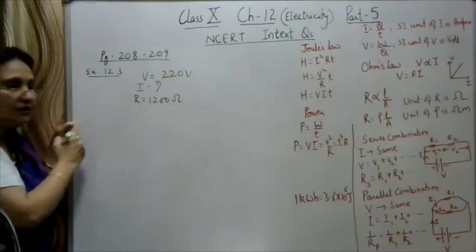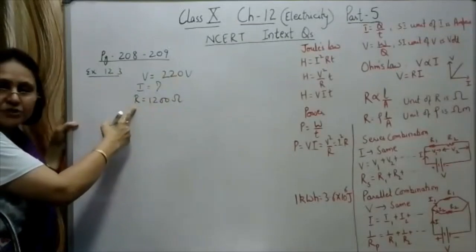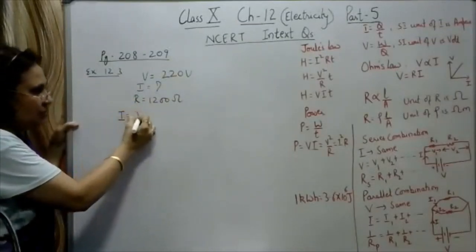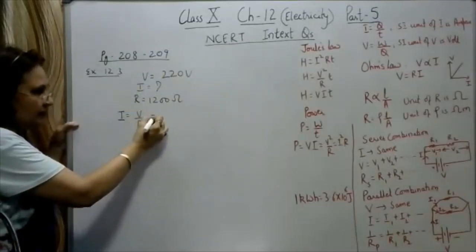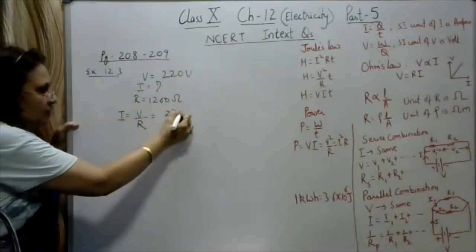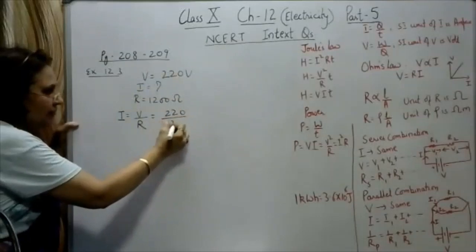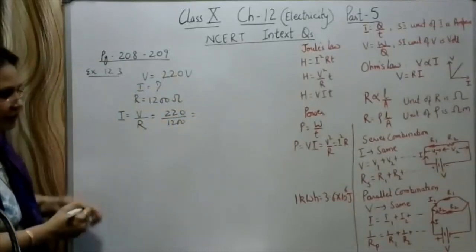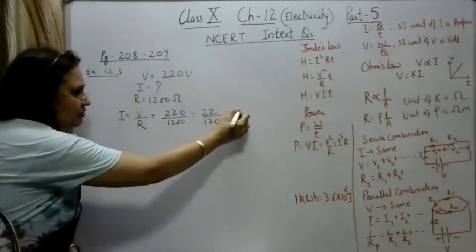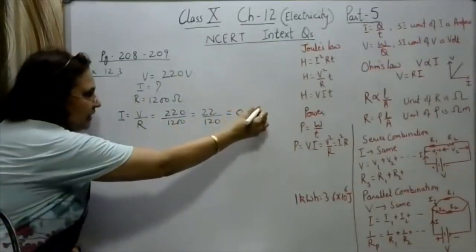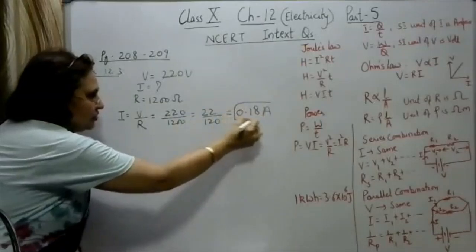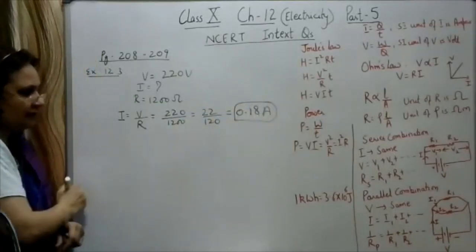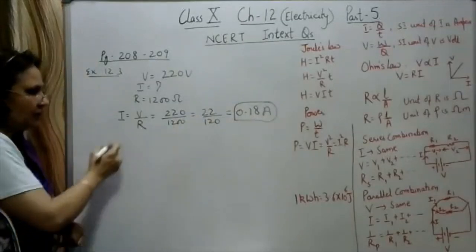By using Ohm's law, V is directly proportional to I, that is V is equal to R into I. We will get I is equal to V upon R. Substituting 220 upon 1200, which is equal to 22 upon 120, which is equal to 0.18 amperes. So the current flowing through the bulb is 0.18 amperes.